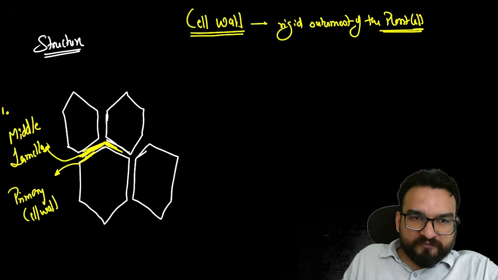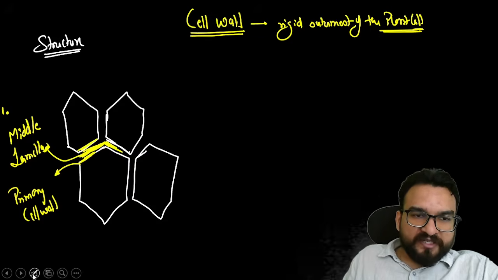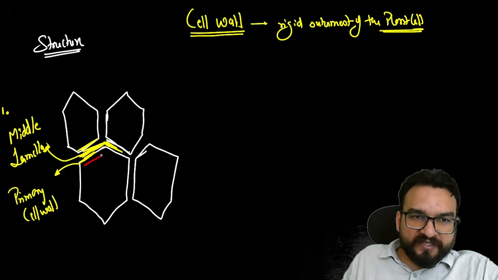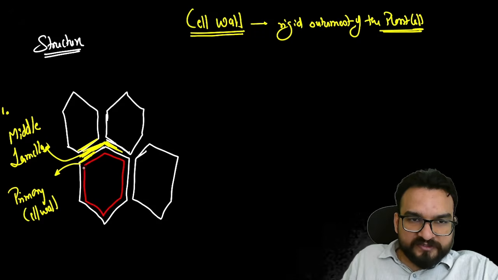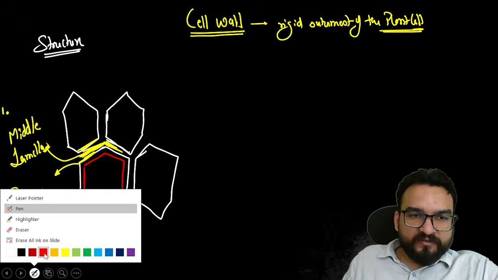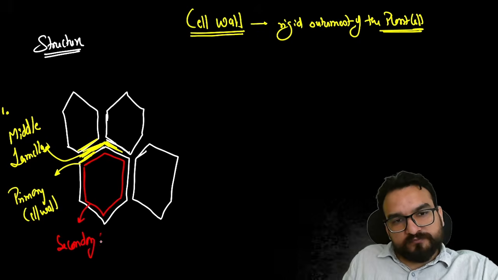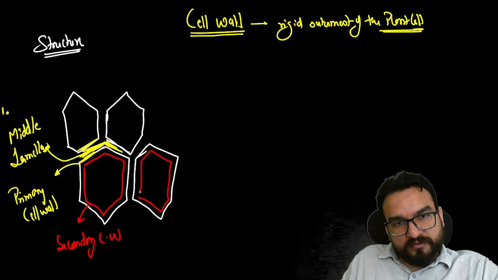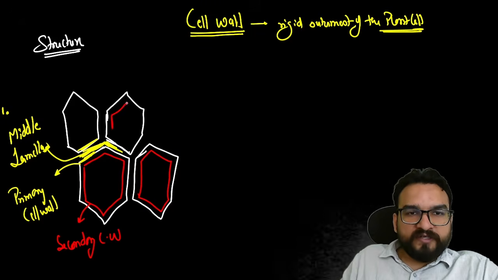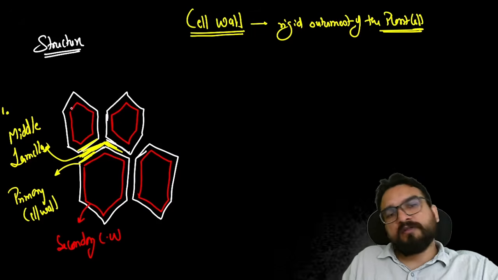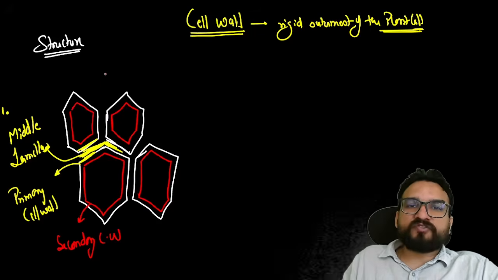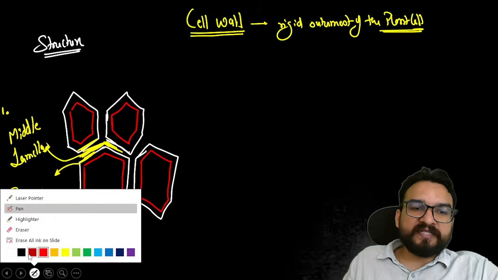This is the primary cell wall of this wall. And the second and the third component which you will be finding is the secondary cell wall, guys. Secondary cell wall is basically over here, this red part. Like this you will be finding secondary cell wall, and like this also. Understanding?